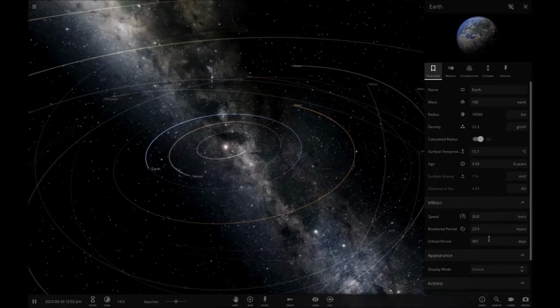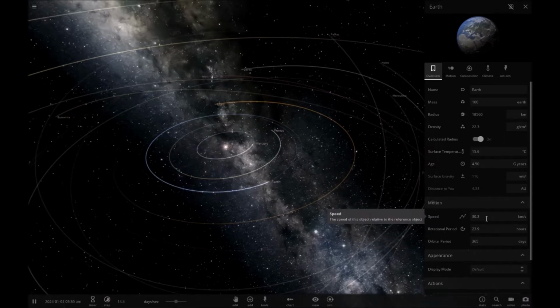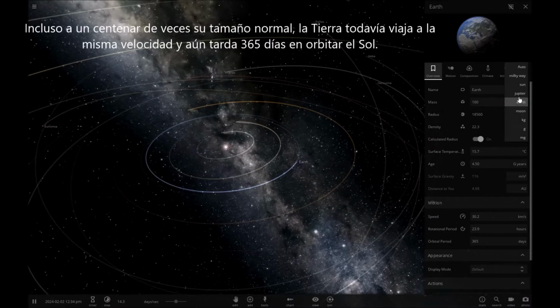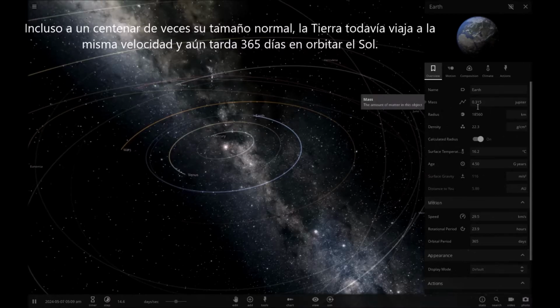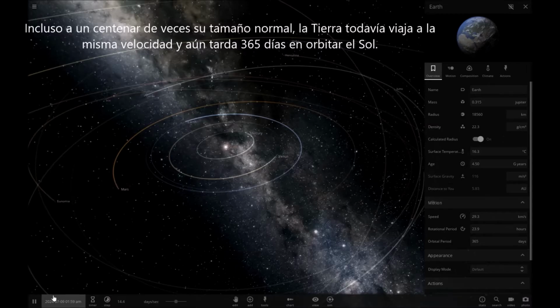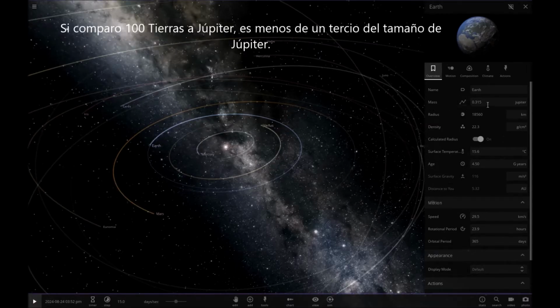And just for the heck of it, I'm going to change, well, let's see, 30.3, still sitting at 30.3. I'm going to compare this to, say, Jupiter. So 100 times the Earth is still less than a third of Jupiter. So, okay. But we're still looking at the same orbital periods, same velocities. Well, let's make the Earth equal to 1 Jupiter.